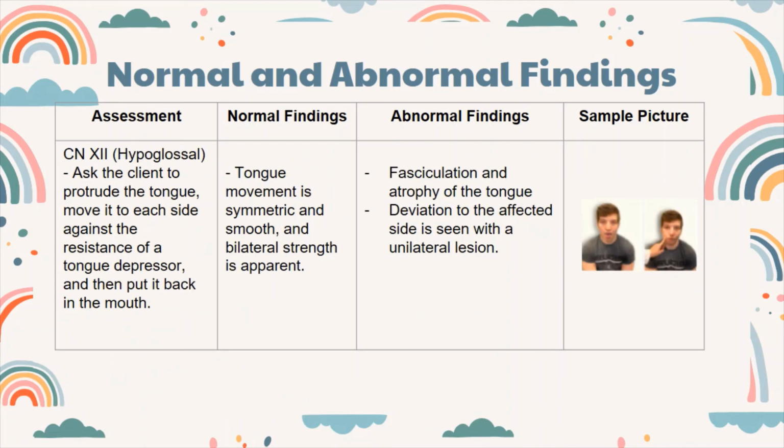And lastly, for cranial nerve number 12, assessing the hypoglossal. So for the assessment, ask the client to protrude the tongue, move it to each side against the resistance of the tongue depressor, and then put it back in the mouth. Normal finding is that tongue movement is symmetric and smooth, and bilateral strength is apparent. While for the abnormal findings is fasciculation and atrophy of the tongue, deviation to the affected side is seen as unilateral weakness, and presented on your screen is a sample picture of assessing the hypoglossal nerve.